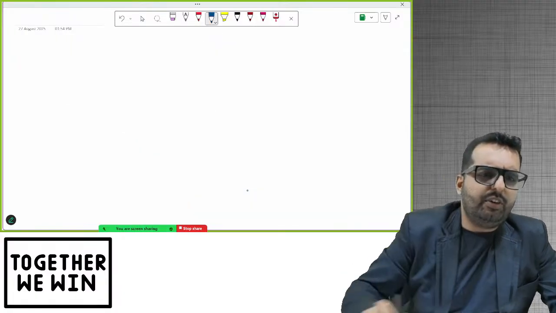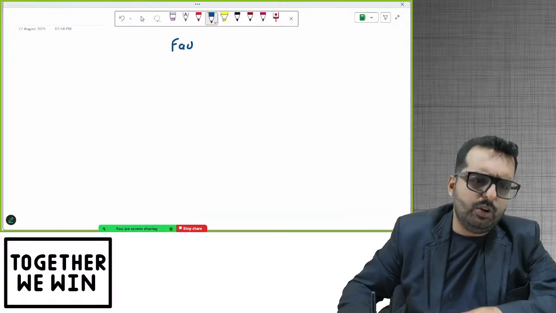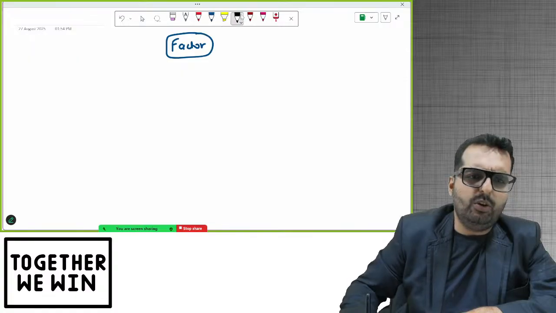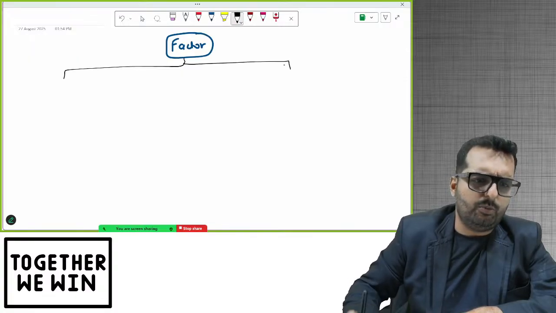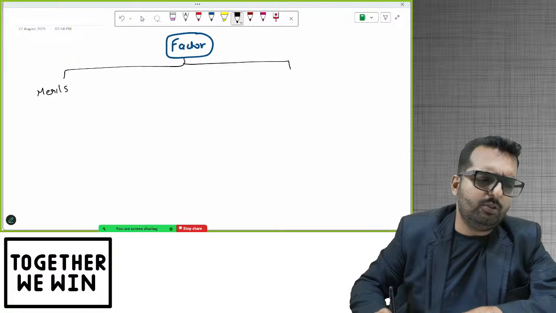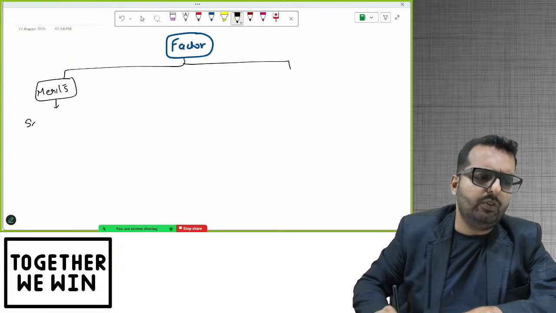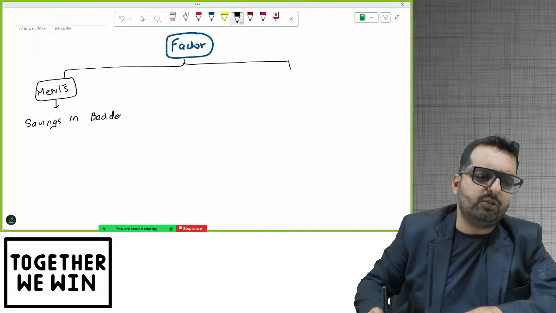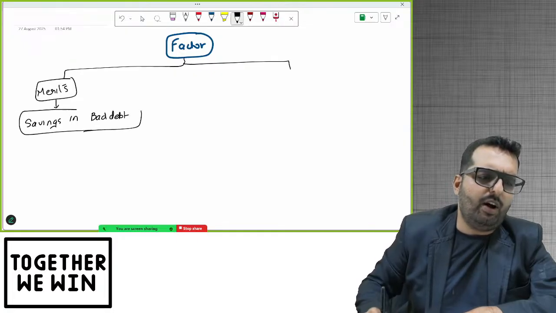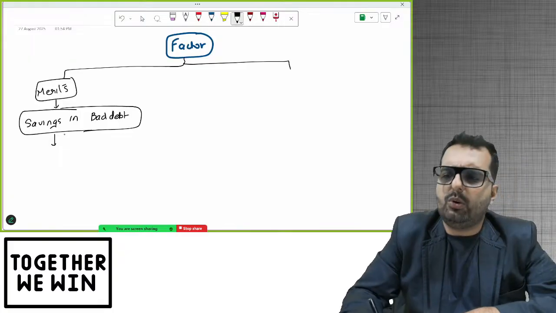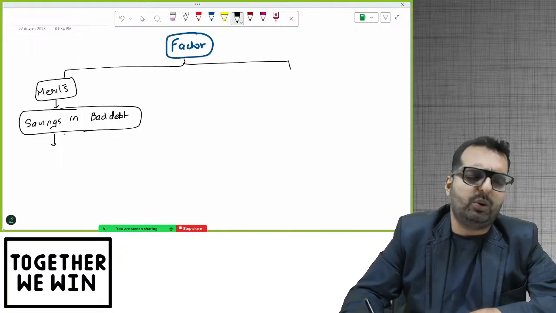Fine. So here when you appoint a factor, you have some advantages also, you have some disadvantages also. So the merits of appointing a factor are that you will have savings in bad debts. Friends, here also there are two types of factor. One is a factor with recourse. The other one is a factor without recourse.